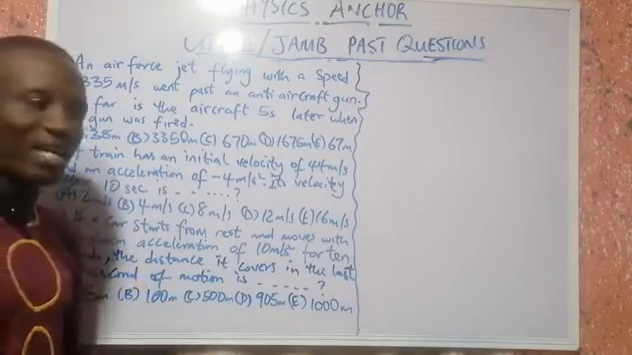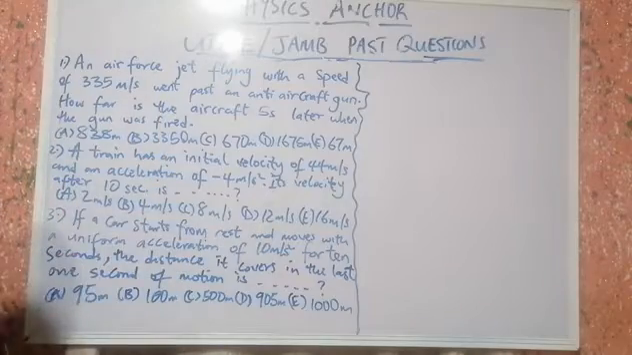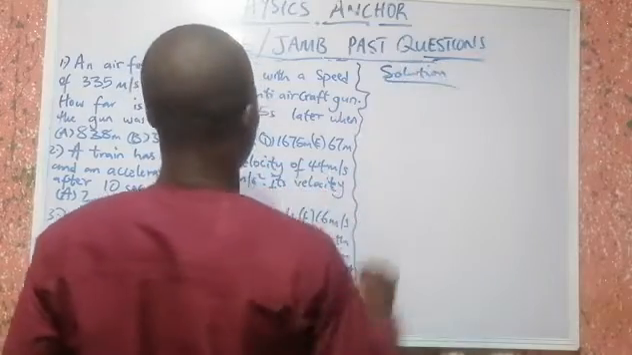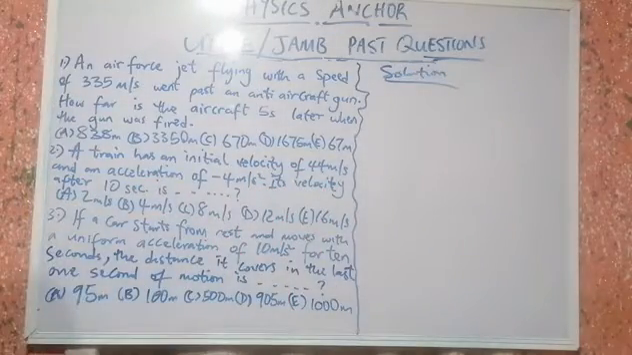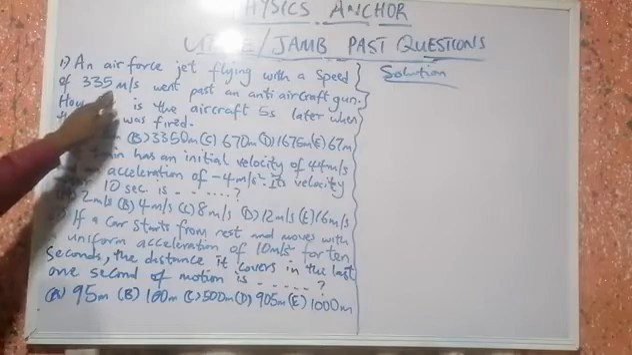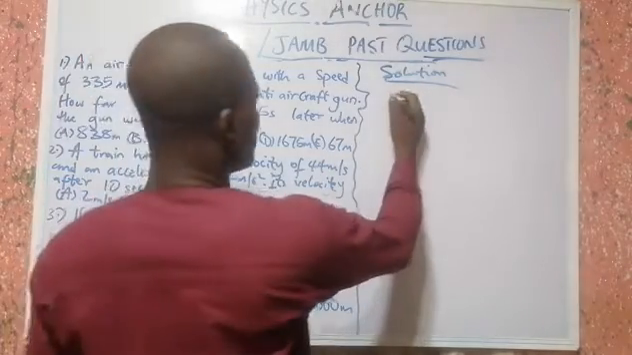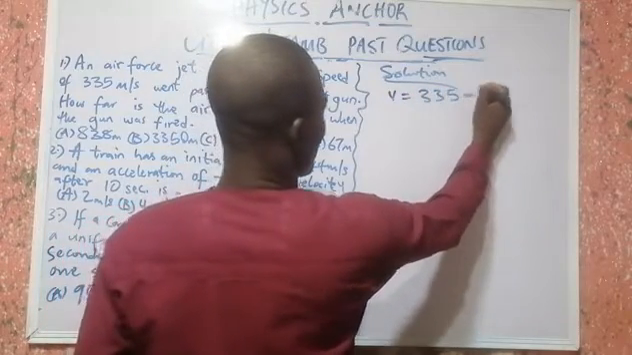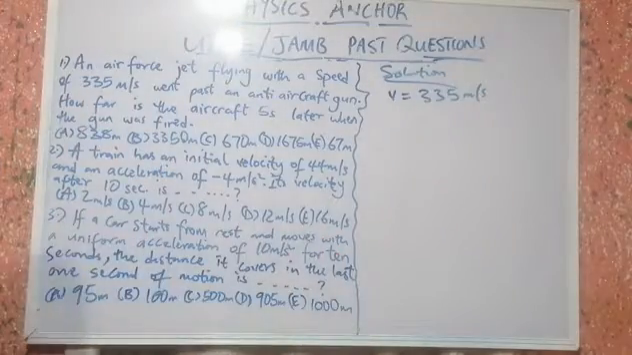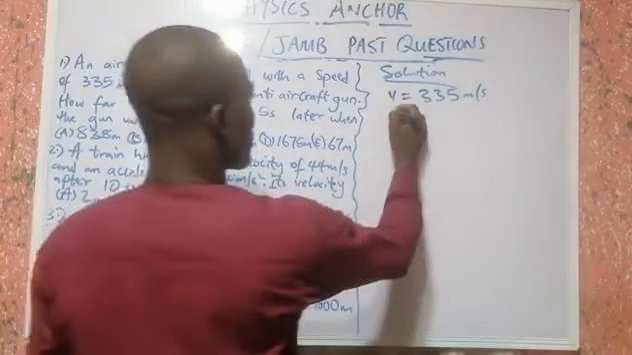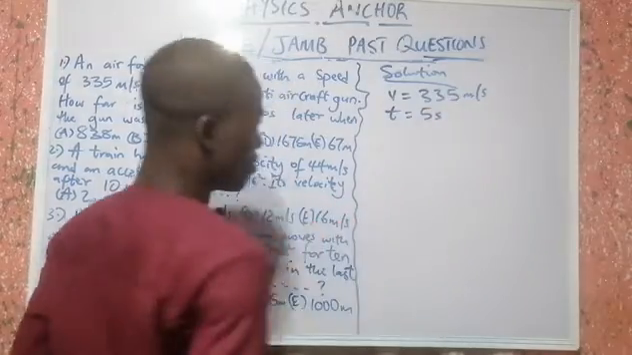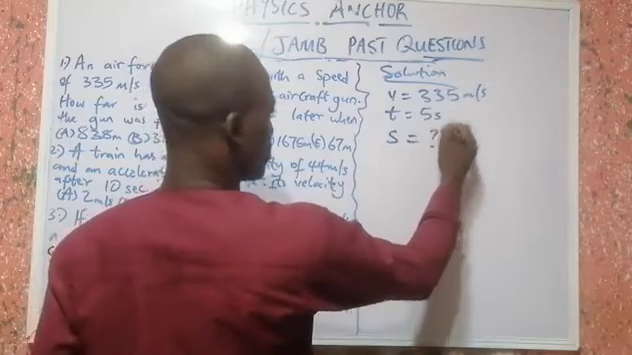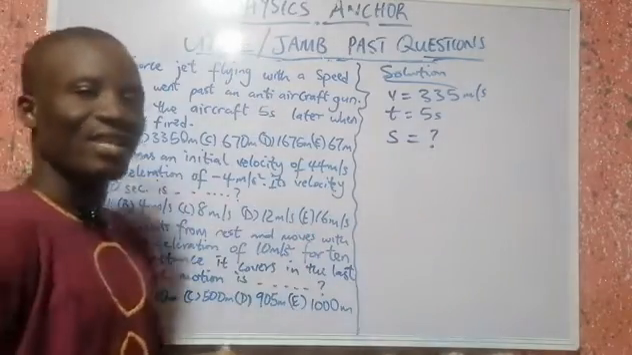gun was fired. So analyzing this question, going by our culture of writing out the given parameters so that we can know what we need to find, we have the speed here. The speed, which we can call V, equals 335 meters per second, and then we are being given the time t equals 5 seconds. That is for 5 seconds. So what distance has it covered, or what distance has it gone?